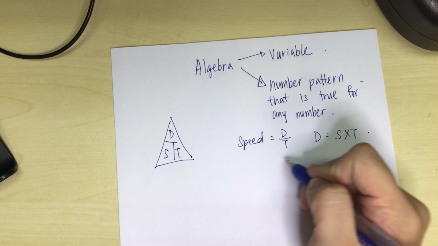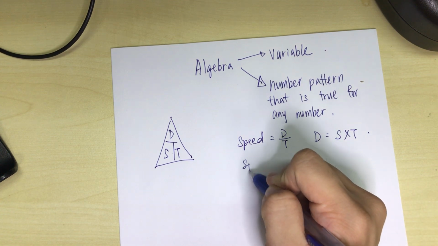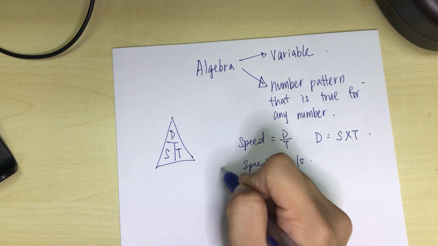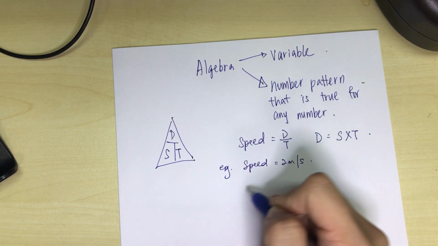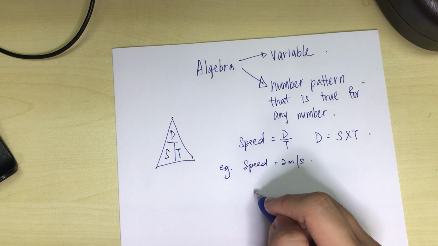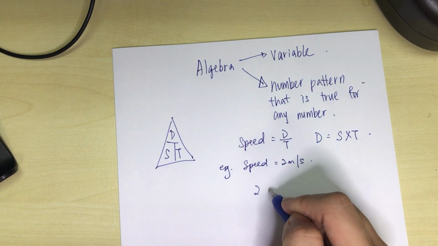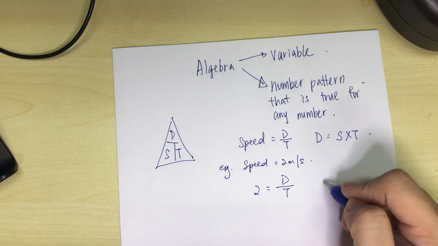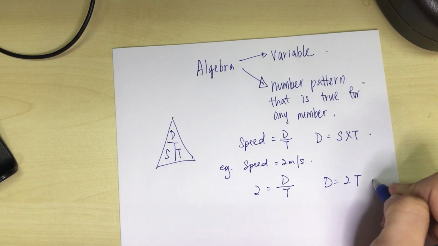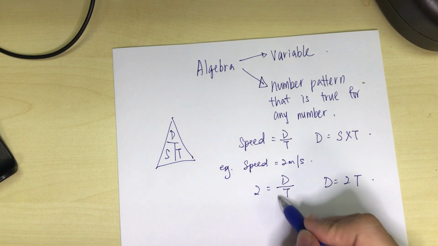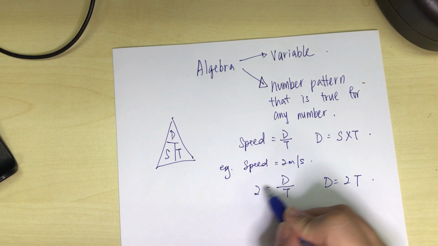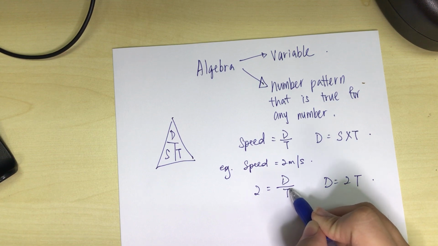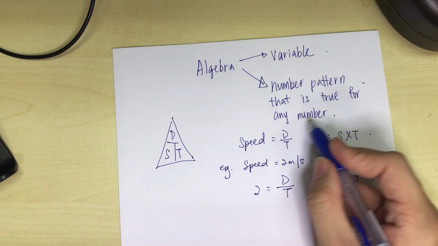Now, if given that the speed is 2 meters per second, for example, then you will form a formula. You will form a formula of 2 equals d over t. Okay, or d equals 2t. Now, regardless of what t is, you will be able to solve for d. Okay, so it's just a number pattern that is true for any number.